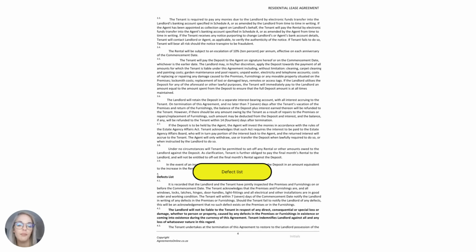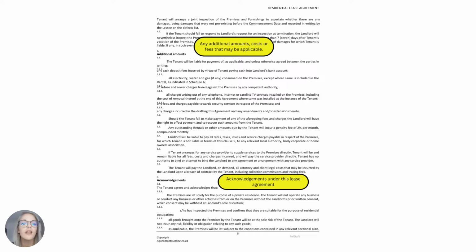The agreement further makes note of the defect list, and this is a list of defects to the property and how that will be dealt with. The agreement also looks at any additional amounts, so costs or fees that may be applicable under this agreement as well. And then just makes note of acknowledgements under this lease agreement. So that is any acknowledgements made by both the tenant and the landlord.